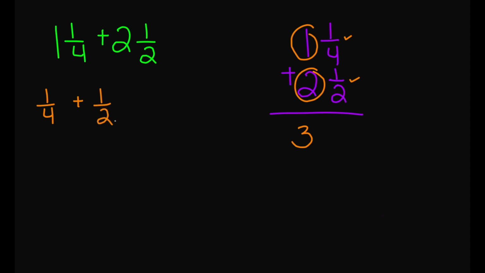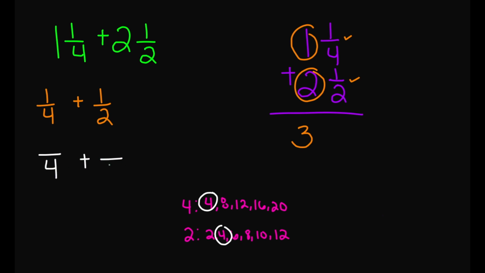So 1 over 4 plus 1 over 2. My denominators are not the same, so I'm going to find a common denominator. Let's list the multiples for my 4 and 2. 4, 8, 12, 16, 20. And then for my 2, we have 2, 4, 6, 8, 10, 12, and I'll stop here for now. Now we're going to find the least common denominator, and that's going to be the number 4. So I have a 4 here and a 4 here. So that means I need to get 4 in my denominator so that we can add.